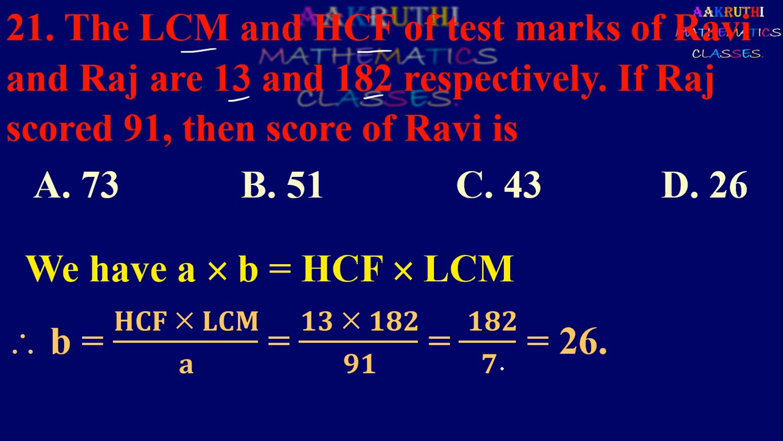So which is 182 divided by 7. So here it is 13 ones and 13 sevens. So which is 182 divided by 7, which is 26. So which is option D. So here the correct option is option D.